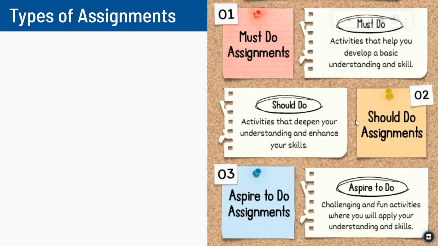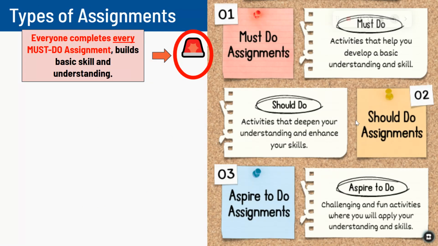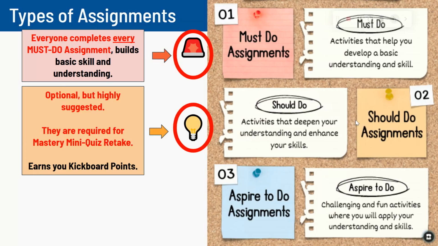There are 3 types of assignments. The first type of assignment is a must-do assignment, and it has a siren symbol in the name. This assignment means everyone must do it. It's a requirement, and this helps you build a basic skill and understanding.